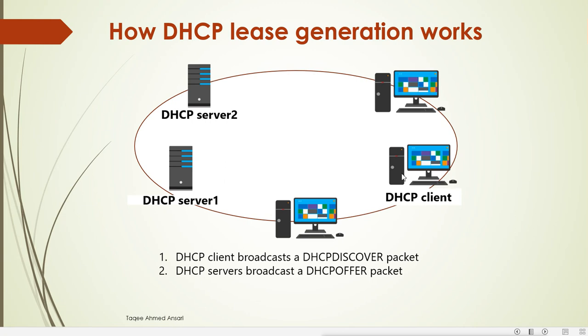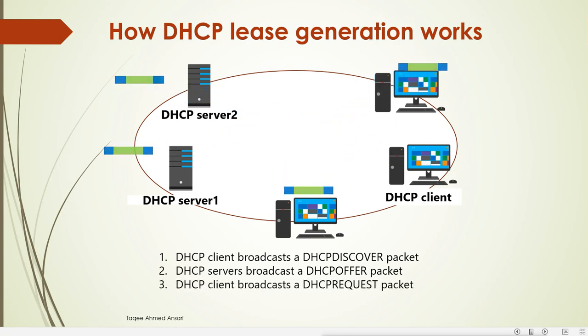Now the client will see that offer and say, I want to get this IP address. So the client will send a request. The request will go to the servers. It is also a broadcast, goes to everyone, but only the server will respond. It is a request from the client that I want to use this IP address which is offered by the DHCP server. Now the DHCP server will say that you can use this IP address. I am acknowledging the IP address.